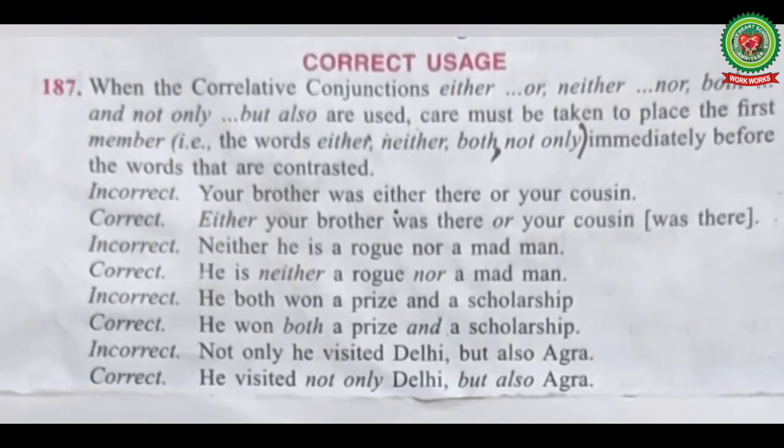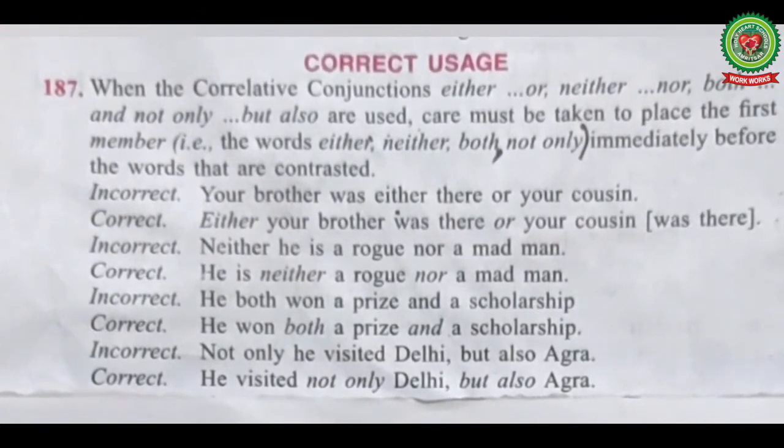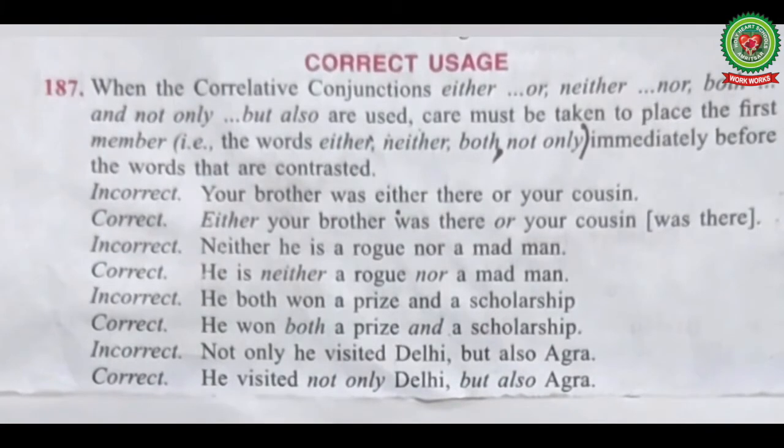Neither he is a rogue nor a madman. In this statement, the words that are contrasted are a rogue and a madman. And the correct statement is, he is neither a rogue nor a madman. Let's read a few more examples.